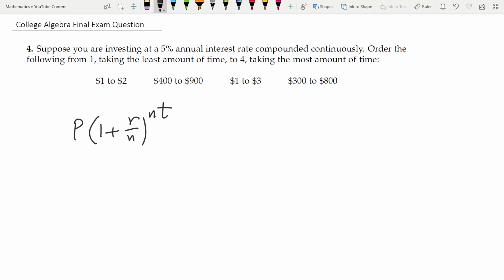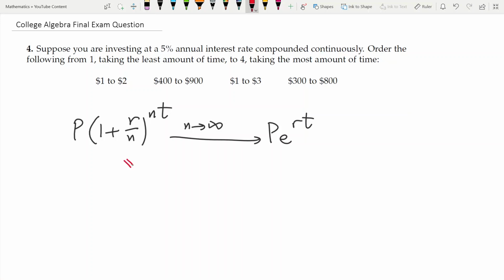Okay, so compounding continuously means that we take N to infinity, so we compound at every moment. You can take N going to infinity, and you'll get, let me write this quick, P times e to the RT. E here is Euler's number, about 2.718.